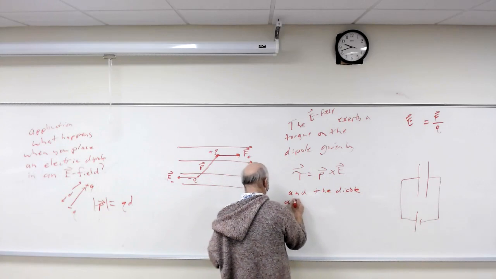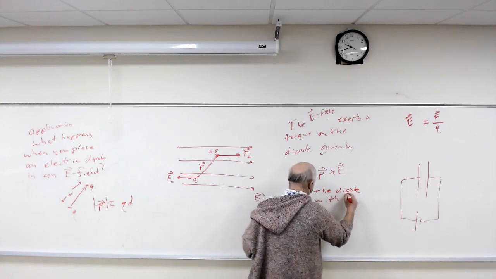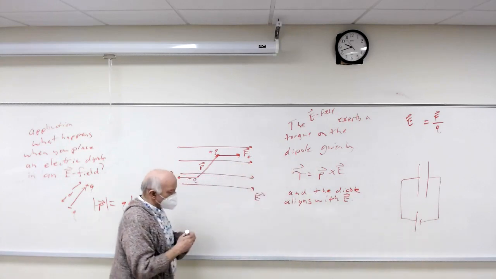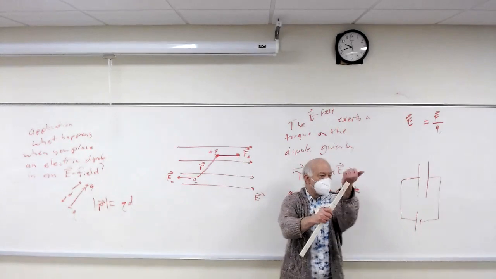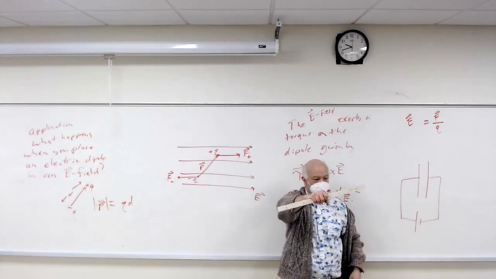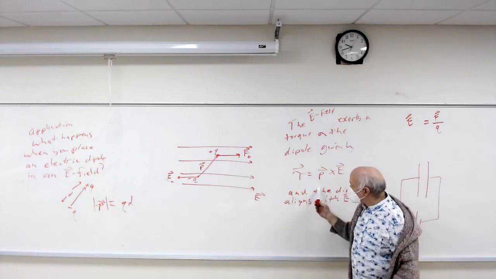And the dipole aligns with E. The aligning part is easy to see, because that force is going this way and that force is going that way, which is going to align all of this. The torque part isn't quite obvious.